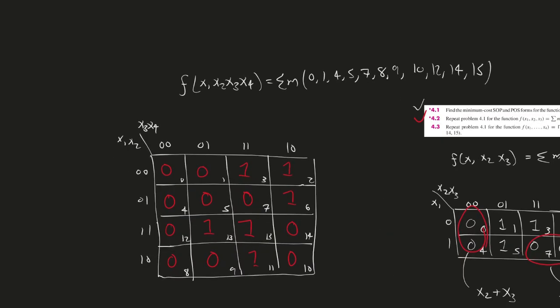So pretty much we just group them. So we can group them in different ways. We can group all of these together. We can group all of these ones. How else? We can group like these two. We can group these ones.